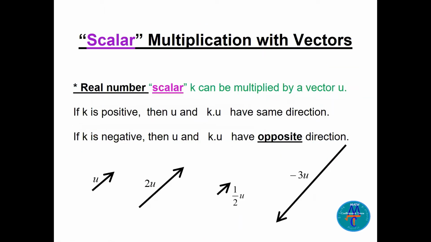We can multiply a vector by a number. We call it scalar. Scalar means just a real number. K can be multiplied by a vector. So if we have a vector U, we can say 2U, we can say half U. See, this is the same direction because K is positive. If K is negative, it will be in the opposite direction.